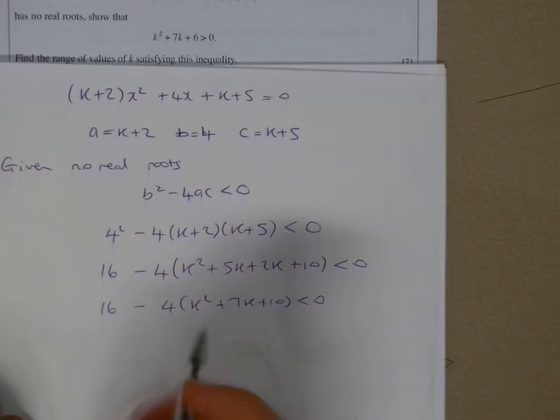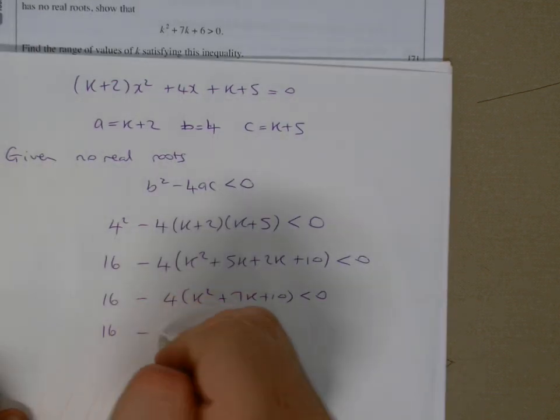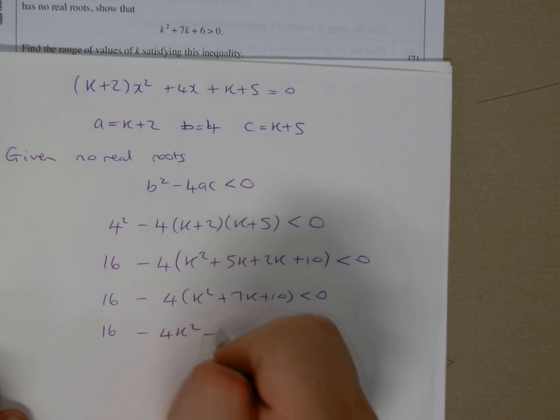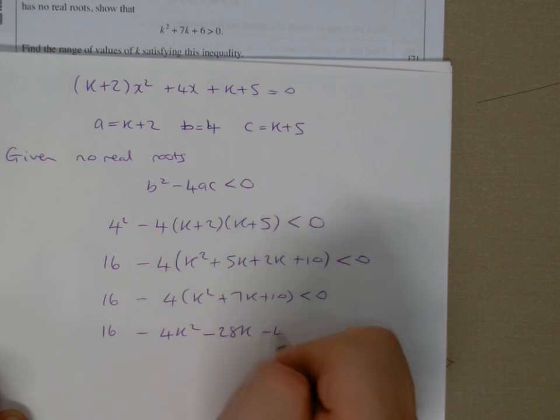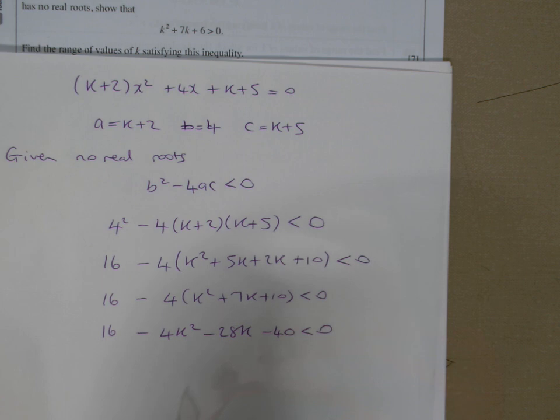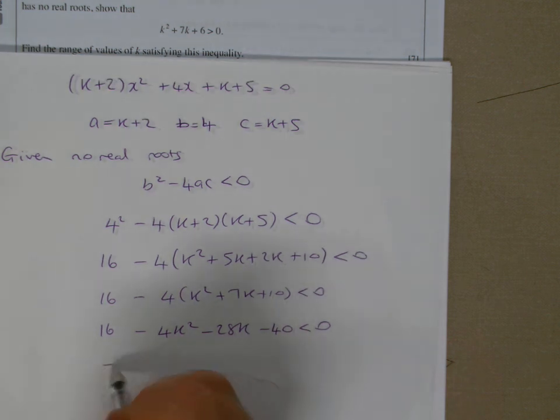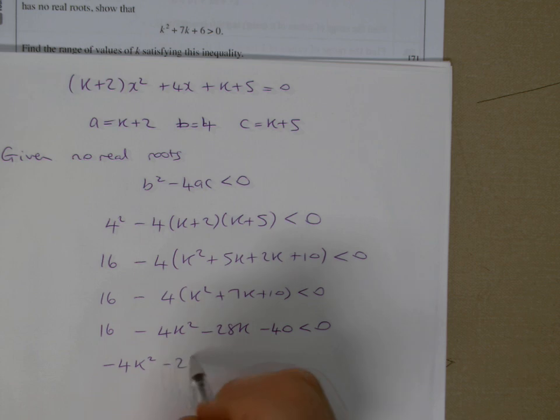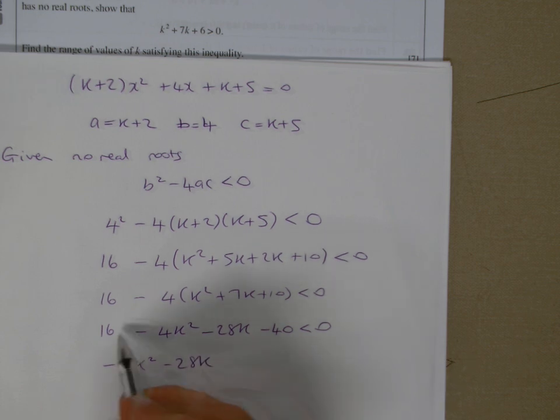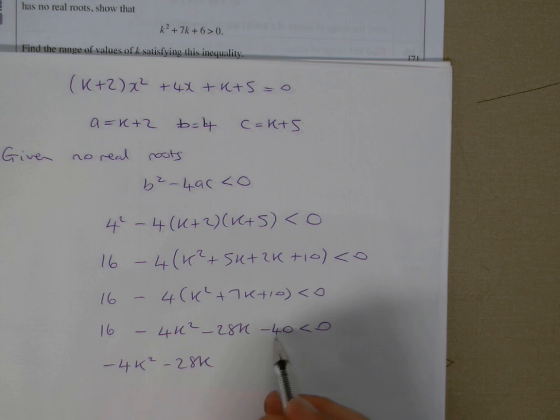This bracket then becomes k squared plus 7k plus 10 is less than 0. If I multiply out that bracket then, I get minus 4k squared minus 28k minus 40. And then simplifying it, I'll put the k squared first, so it happens to be minus 4k squared minus 28k, the k next, and then the constant at the end. So 16 and minus 40 becomes minus 24.